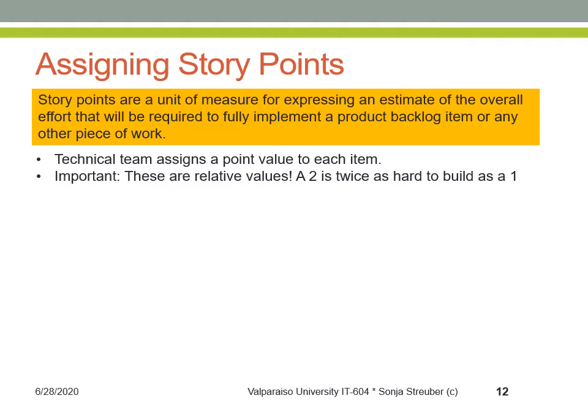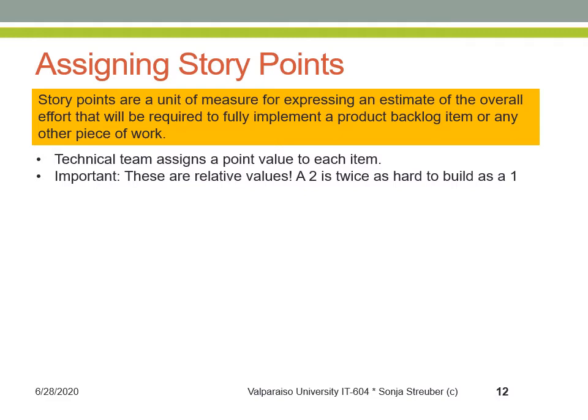Story points are a unit of measure for expressing an estimate of the overall effort that will be required to fully implement a product backlog item or any other piece of work. When we estimate with story points, we assign a point value to each item. The raw values we assign are unimportant. What matters are the relative values. A story that is assigned a 2 should be twice as much as a story that is assigned a 1. It should also be 2/3 of a story that is estimated as 3 story points.